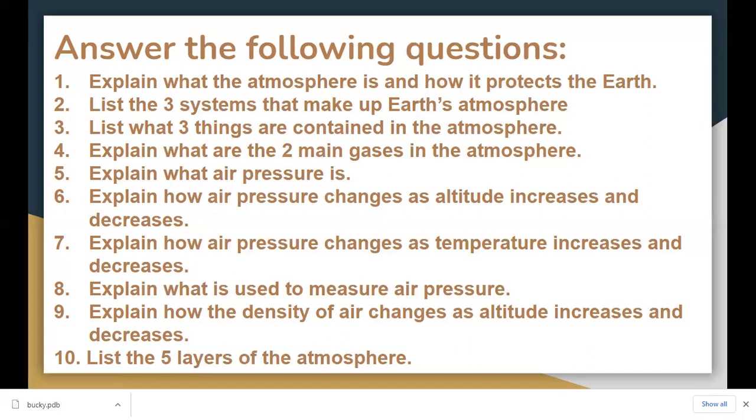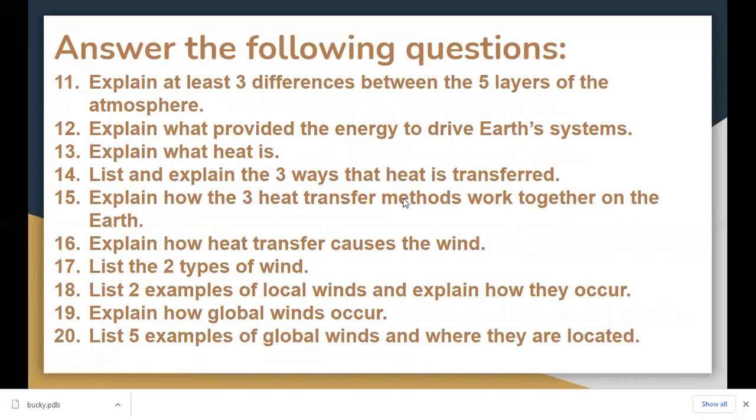List the five layers of the atmosphere. Travis Scott makes thick enchiladas, right? And number 11, explain at least three differences between the five layers of the atmosphere. I gave you many more than three. You can pick your three favorites for each layer.